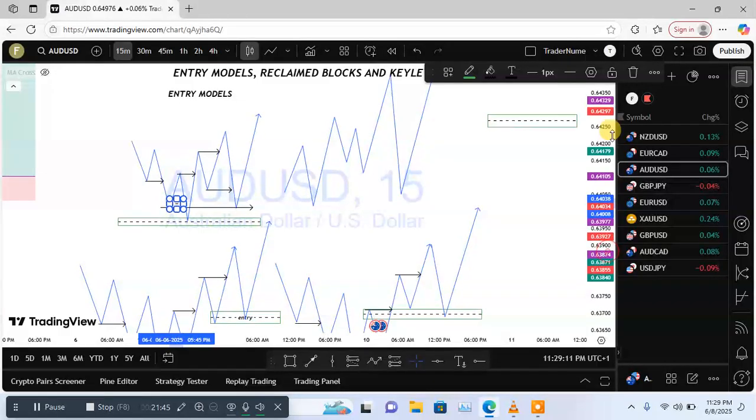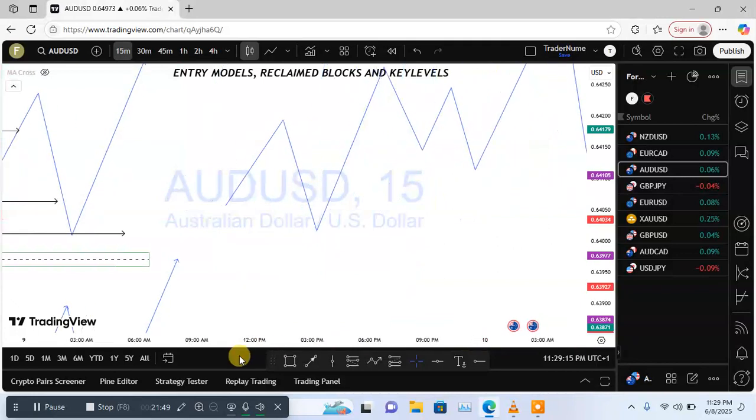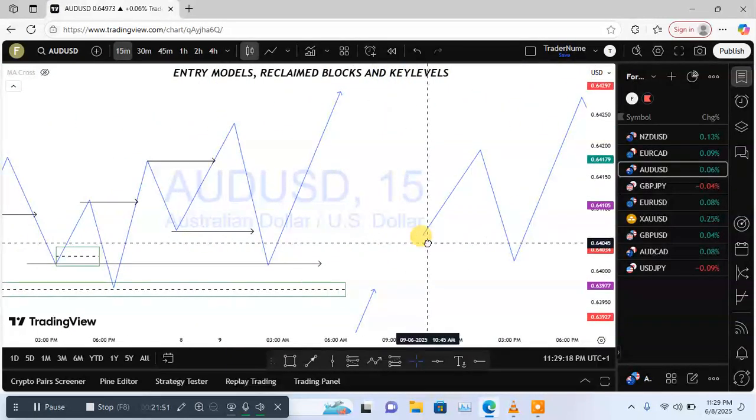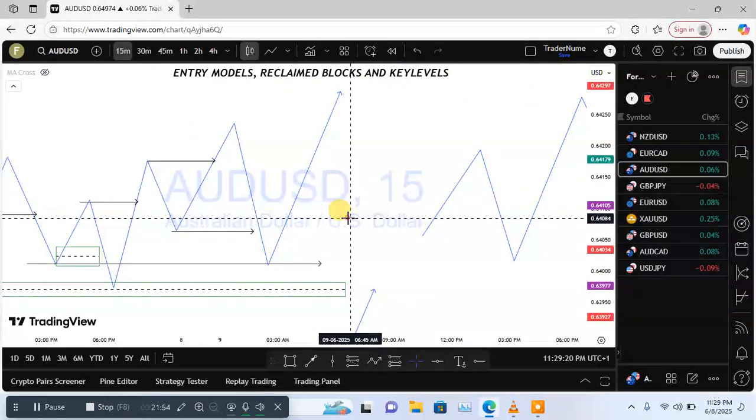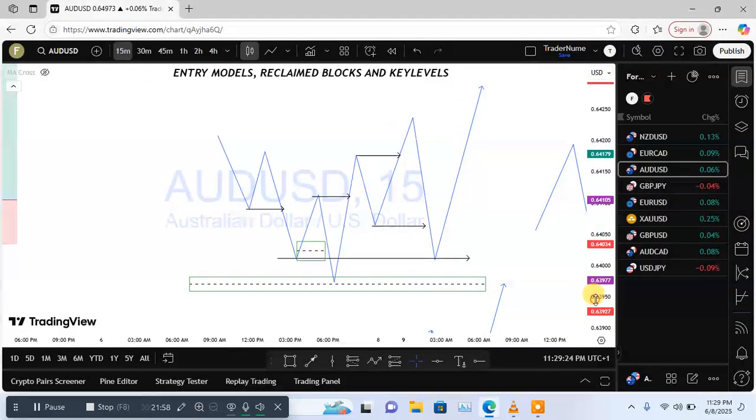Let me expand this so that we see clearly. It's a very, very powerful tool, reclaim block. I use it most of the time and I get my trade perfectly.